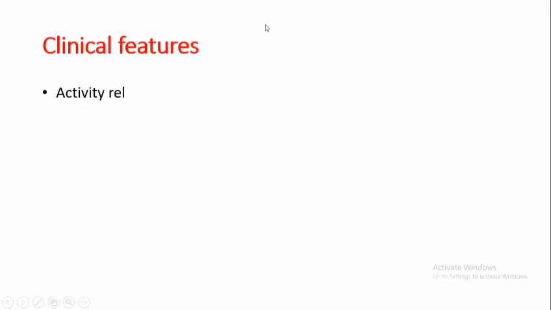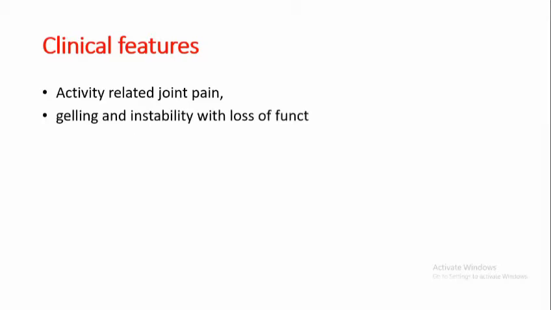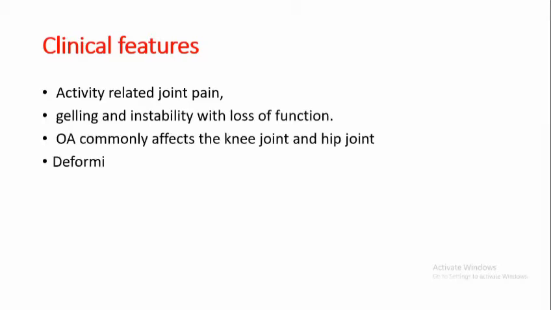clinical features. Activity-related joint pain, gelling, and instability with loss of function. Osteoarthritis commonly affects the knee joint and hip joint. Deformity, asymmetrical involvement.